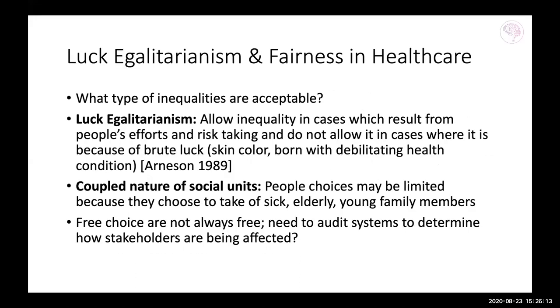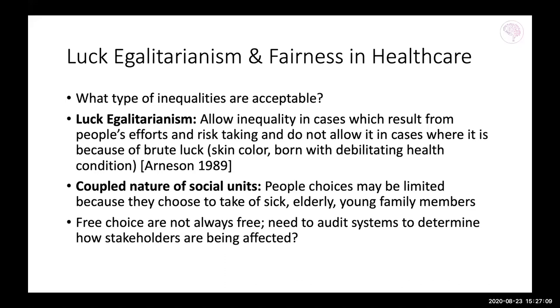A related meta question that one could ask is with respect to luck egalitarianism. So what does that mean? If one of the goals is to rectify unfairness and create a more equitable society, then there are different types of unequal distribution or outcomes that we can focus on. There's inequality which comes as a result of, let's say, people's efforts or risk taking. And then there's inequality because of things which are beyond people's control, so let's say their skin color, or somebody's born with a certain debilitating health condition. That's just by luck.